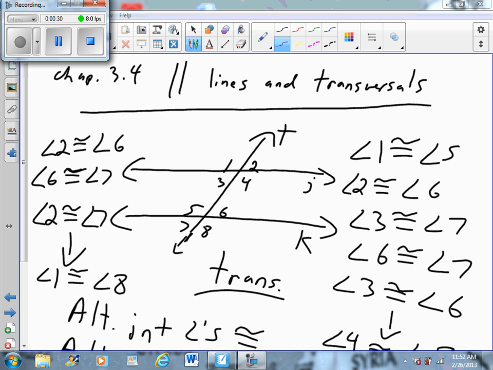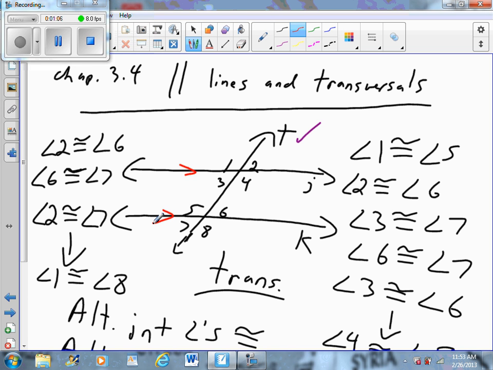Now, we've got line T right here, cutting across two parallel lines. The way we indicate lines are parallel pictorially is with arrows drawn across the lines, which indicates that they're parallel. So lines J and K are parallel. Line T is a transversal. I've got 8 angles pictured here, 1 through 8.